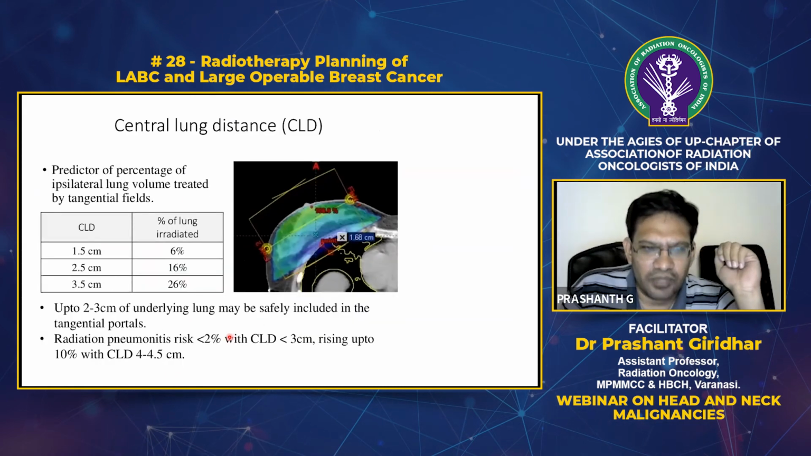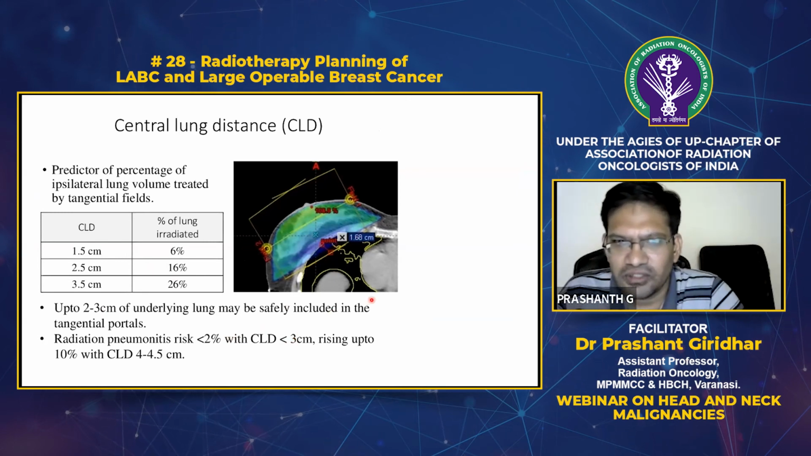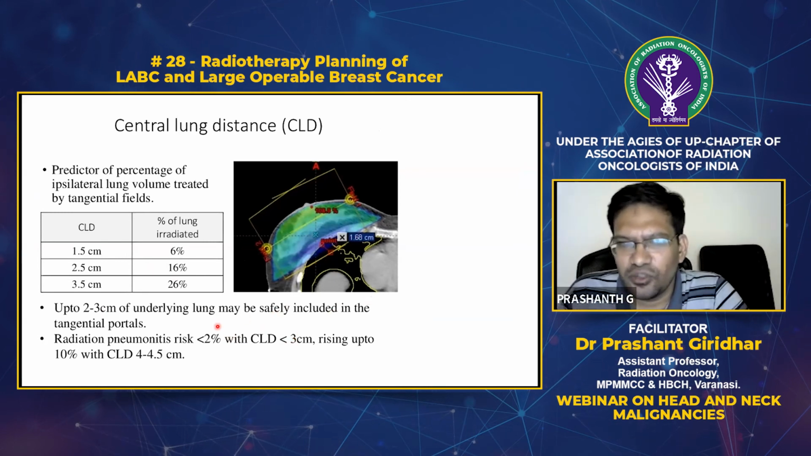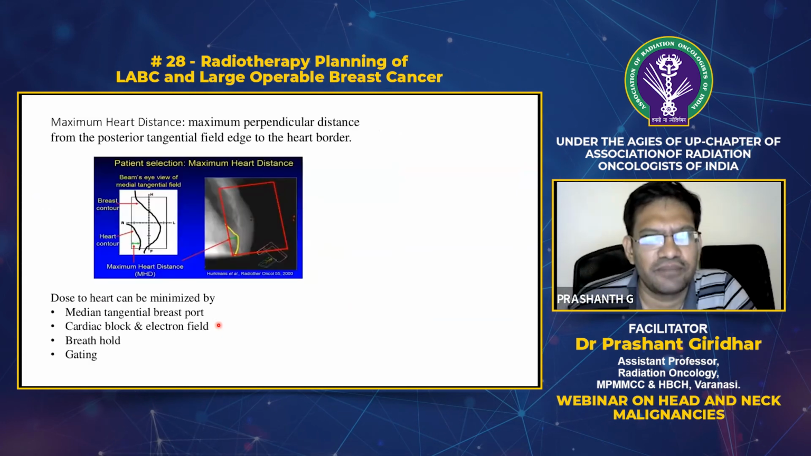Right. So another point to note is if your central lung distance is less than 3 centimeters, then the risk of radiation pneumonitis is less than 2%. So that is the catch point.